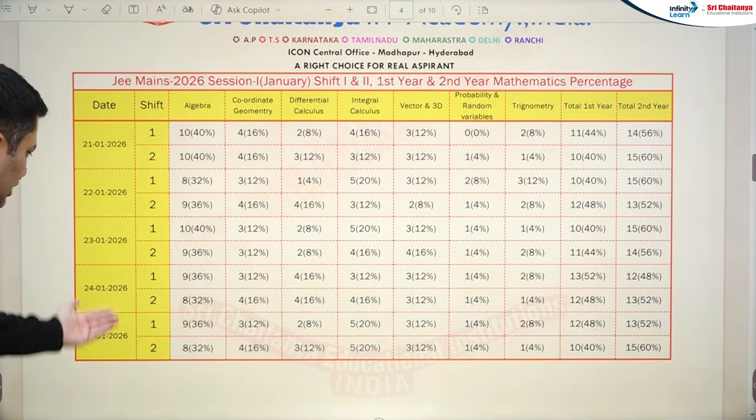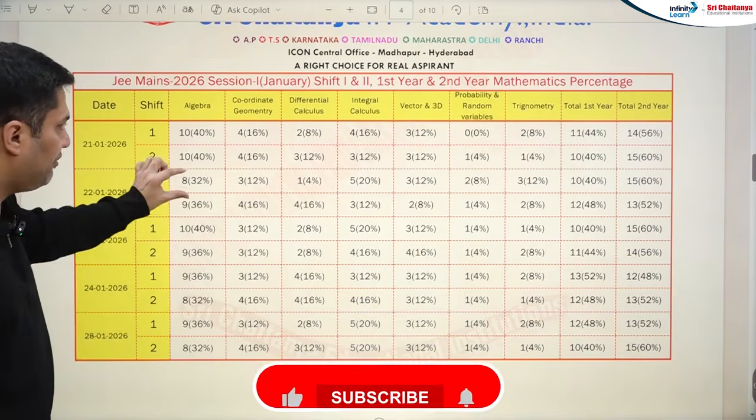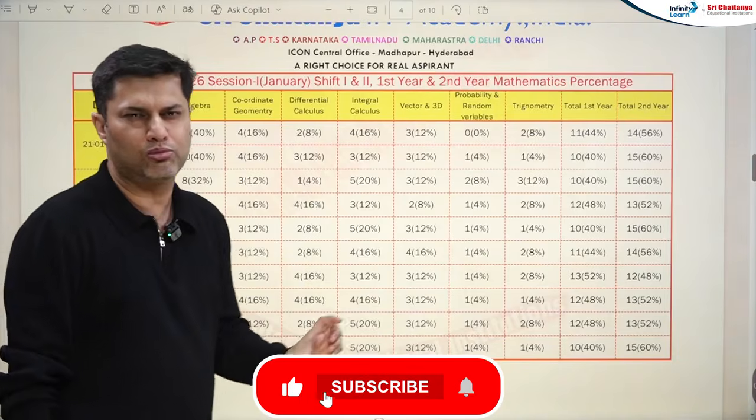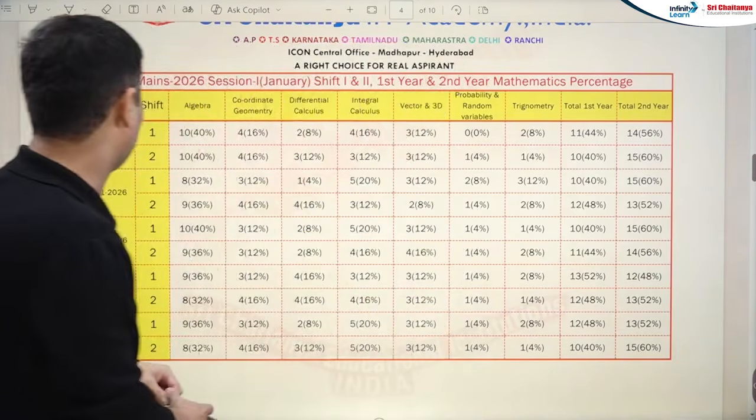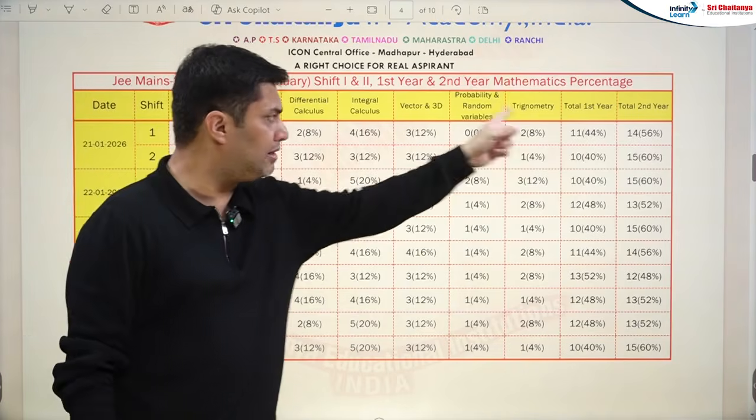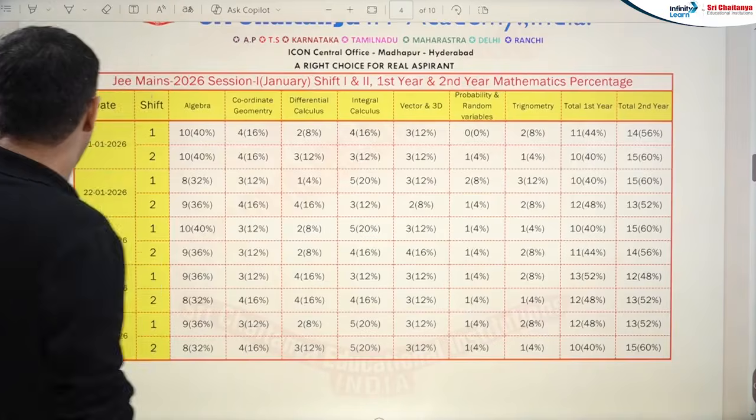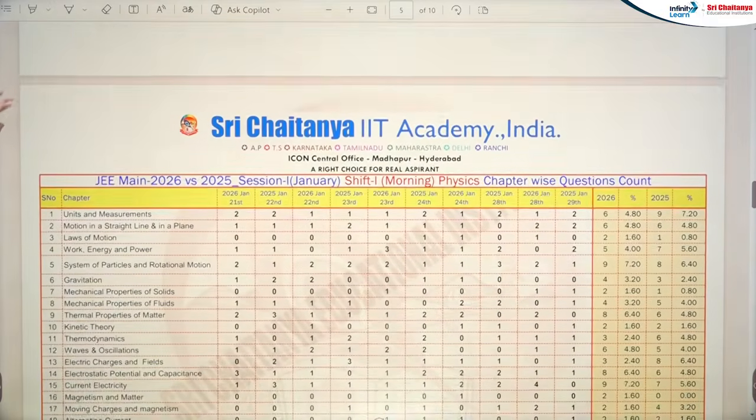And again for all the shifts you can see the weightage of algebra is much more, and differential and integral calculus is also almost equivalent. But algebra is, again, they're asking very high weightage questions from these chapters. So you can see all the shifts percentage wise and question wise from each department in mathematics. Okay. Now let's come to the next part.